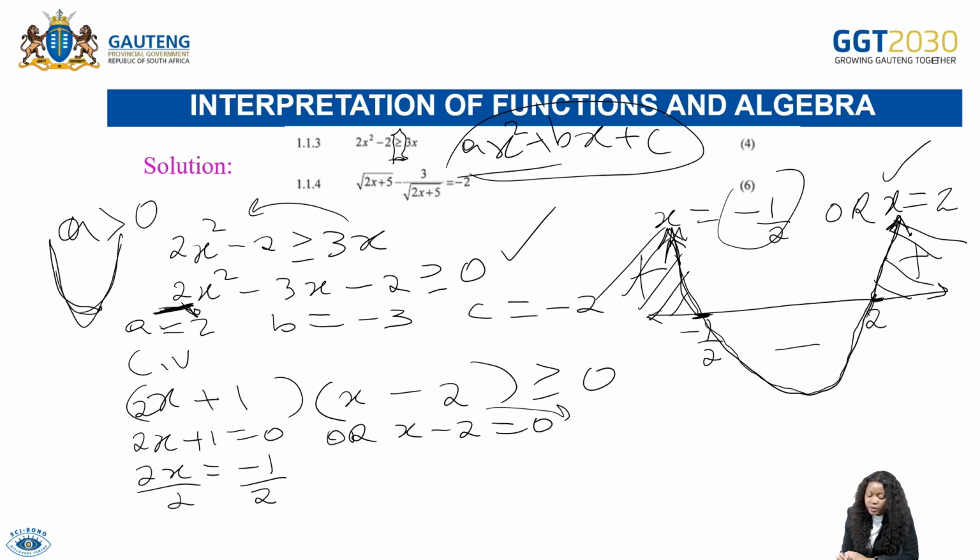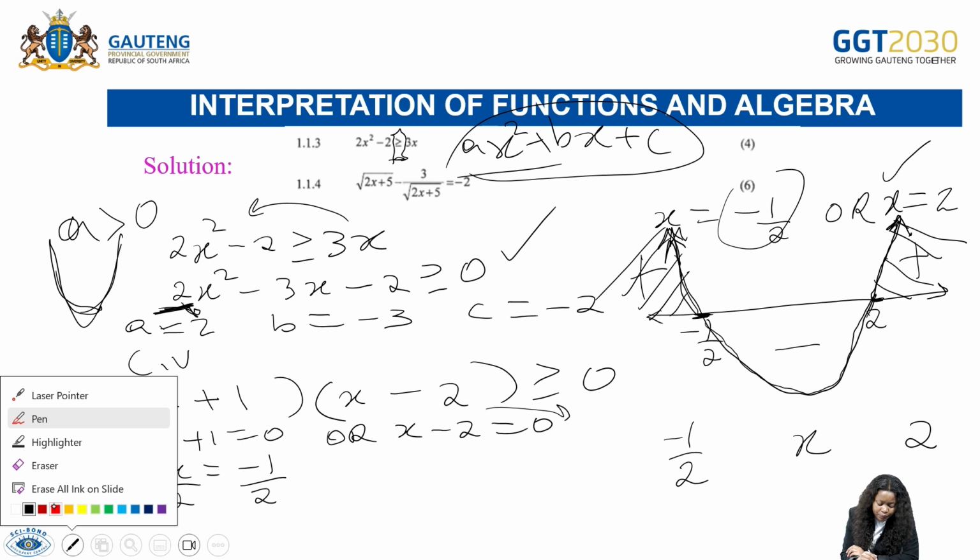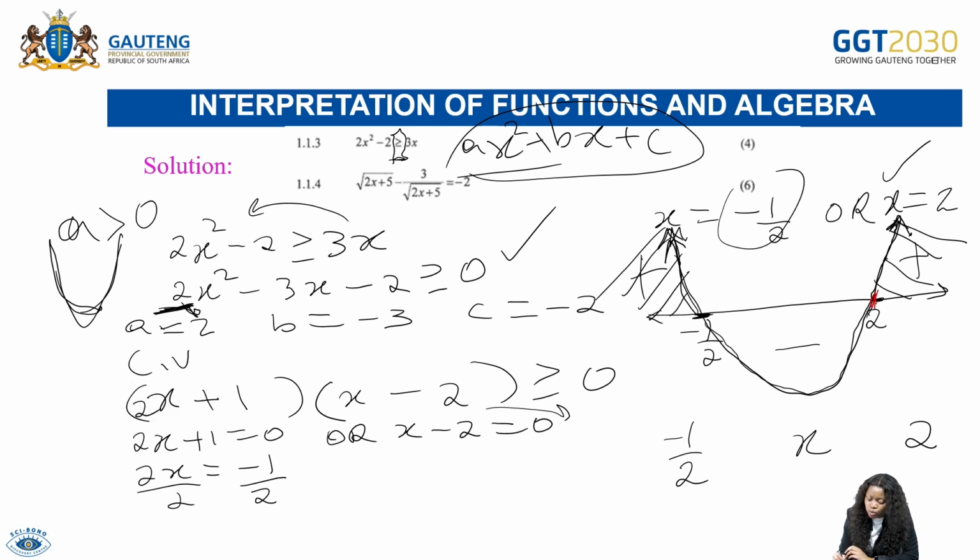Okay, so how do you represent this as an inequality? You'll say it's -1/2. You've got x and you've got 2. So from 2 going to this side, you are going to the values of x that are greater than 2, right? So it means you are going to the values of x that are positive. Because always when you are reading your inequalities, you must always read from x.